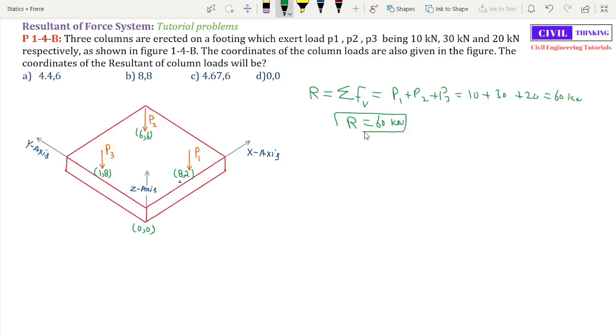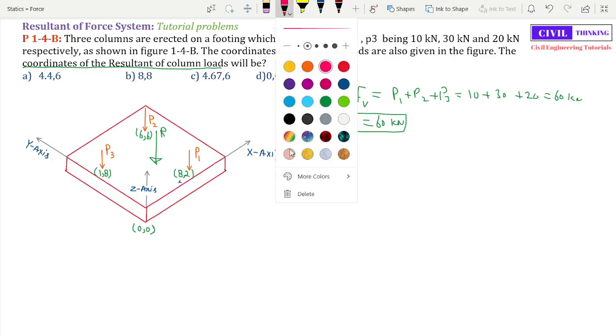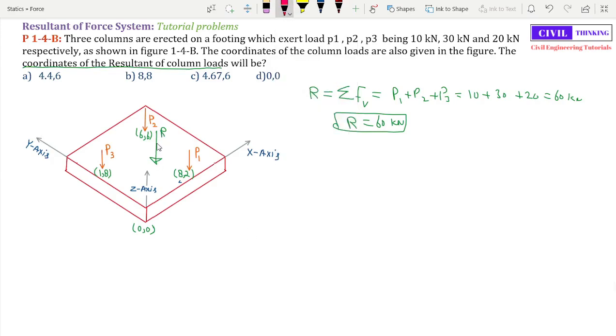Okay, now we have to find the coordinates of the resultant of column loads. Now we have to find the coordinates of this resultant. Now let's assume the resultant is somewhere here. We don't know right now. Let's assume this is the resultant. Let me change the colors. Now let's assume the resultant is at a distance of y bar from x. Okay, it is at a distance of y bar normally from x-axis. Okay, this is the x-axis. As you can see here, this is x-axis. Okay, it is at a distance of y bar from x-axis.